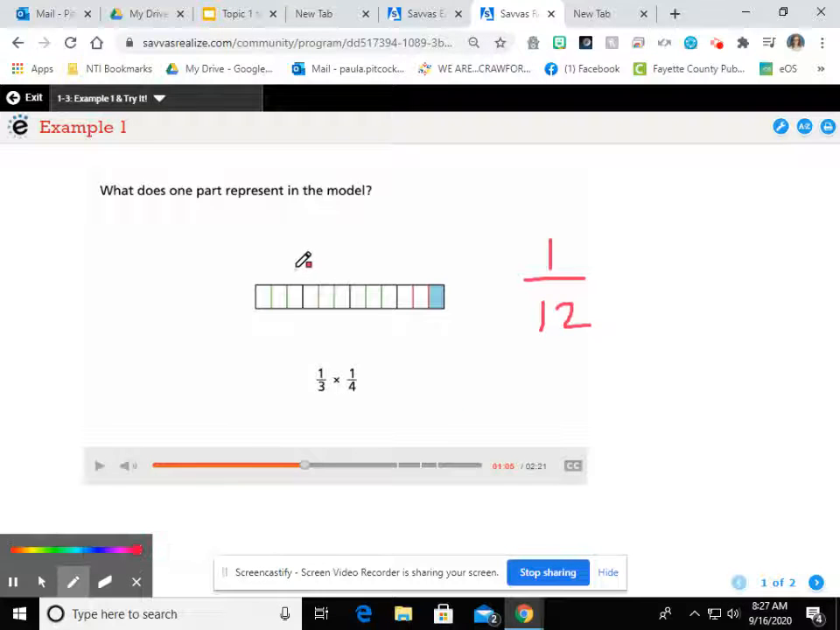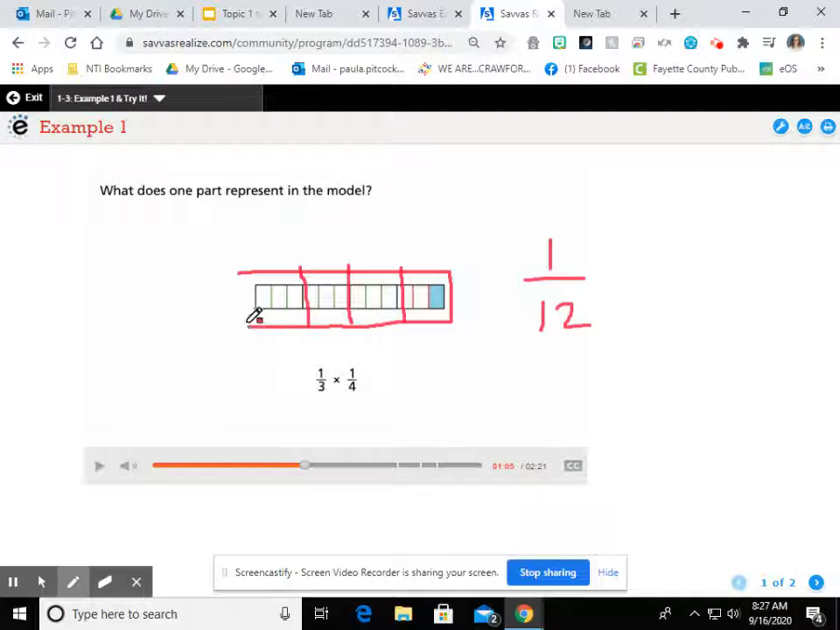And to reiterate what they did is they took the whole model and they divided it into fourths. Okay, I'm making it bigger. So they divided their model into fourths. You have 4 sections. Then they divided each of those sections into thirds because I needed 1/3 of a fourth.